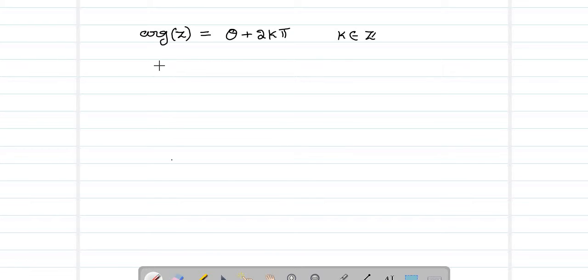And you can see that z can be expressed like this: z equals r into e power i theta plus 2k pi. This is the representation of z. And if you look at the properties of the argument of z, let's say I'd like to find out the argument of z1 times z2.